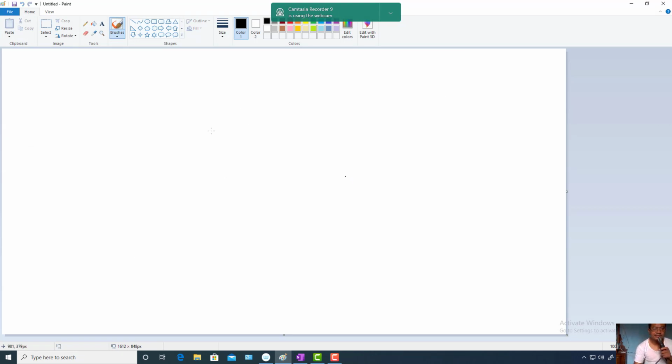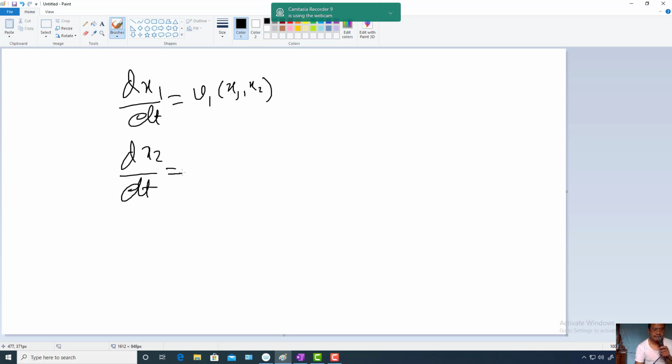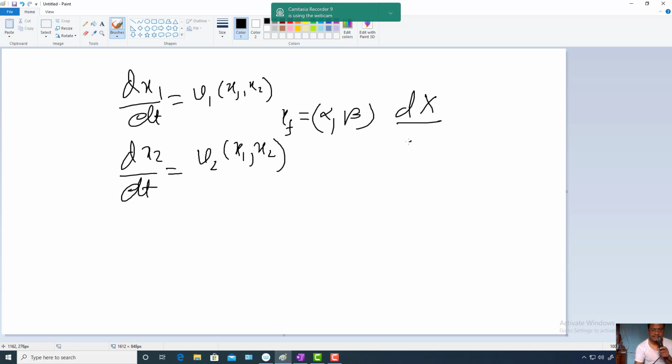You have a nonlinear system: dx1 by dt is equal to v1(x1, x2), and dx2 by dt is equal to v2(x1, x2). This is your nonlinear system. Then at a fixed point xf, equal to (alpha, beta), you can linearize it. In the new variable capital X, dX by dt is equal to AX, where you already know this A. So (alpha, beta) is the fixed point of the nonlinear system, and the corresponding linearized system is this one.